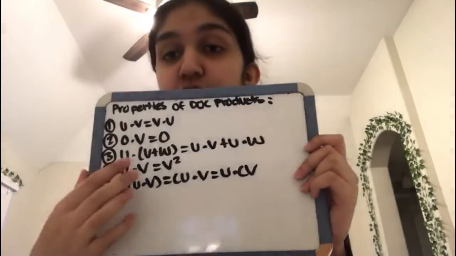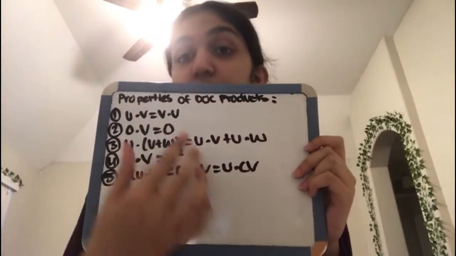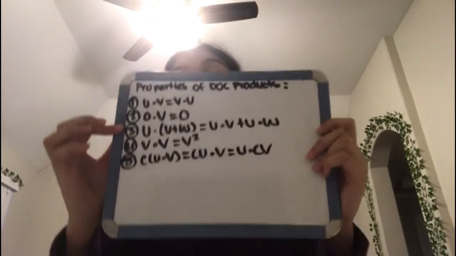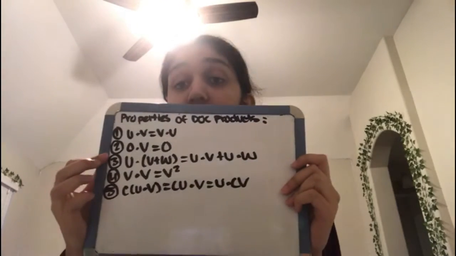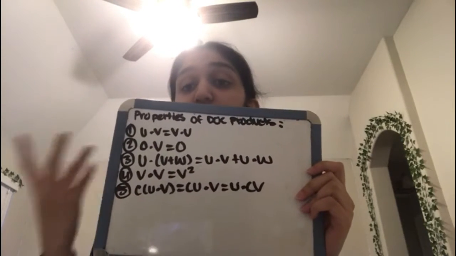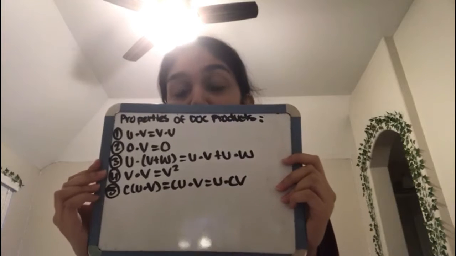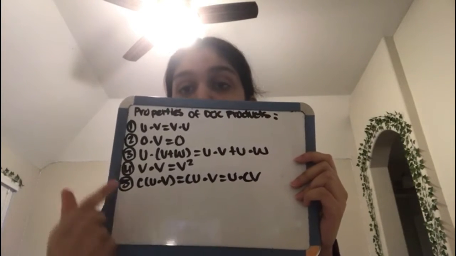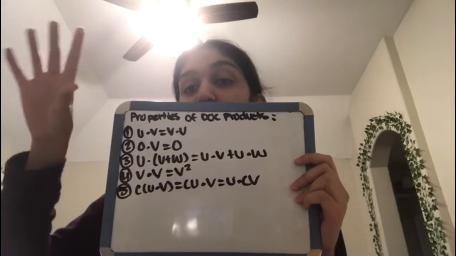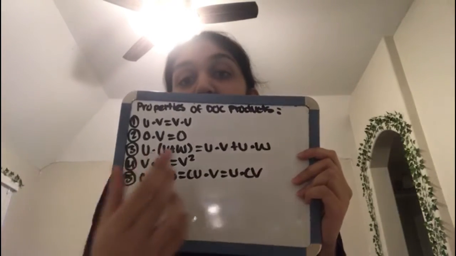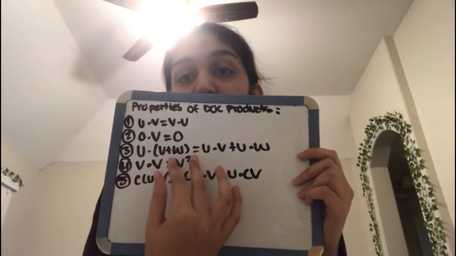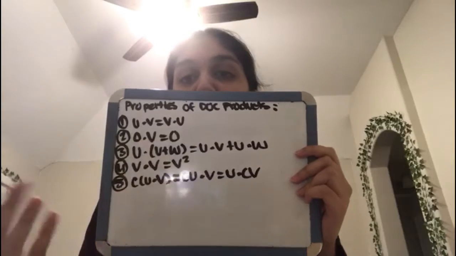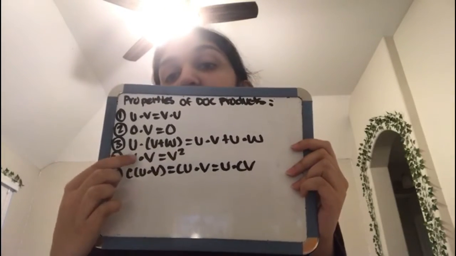Number three is u times (v plus w) equals u times v plus u times w. Now this is actually a most common one too. Actually, all of these are common because you will be needing these kind of formulas when you're doing these equations. So this one is just like putting them apart but together, like u times v and then u times w, the distribution basically.